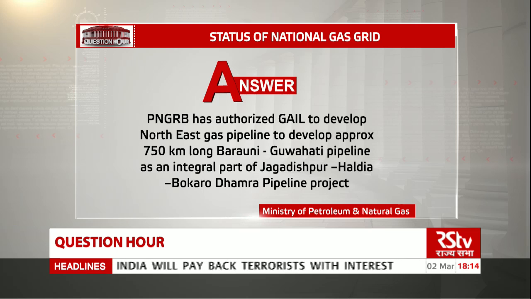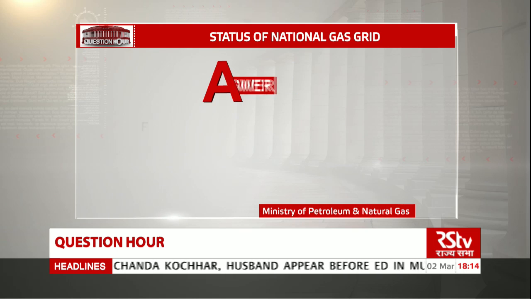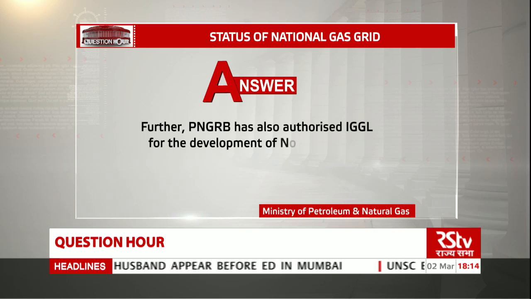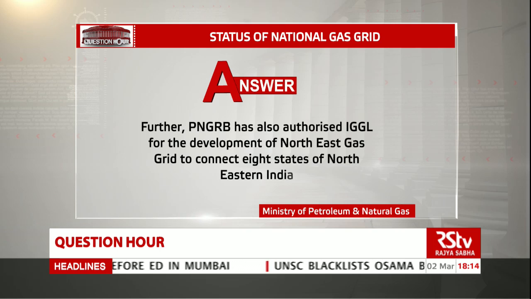Baruni-Guwahati pipeline as an integral part of Jagdishpur-Haldia-Bokaro-Dharma pipeline project, which will connect Northeast region with national gas grid. Further, PNGRB has also authorized Indradhanush Gas Grid Limited, a joint venture company of 5 central public sector enterprises, for the development of Northeast Gas Grid to connect 8 states of northeastern India.